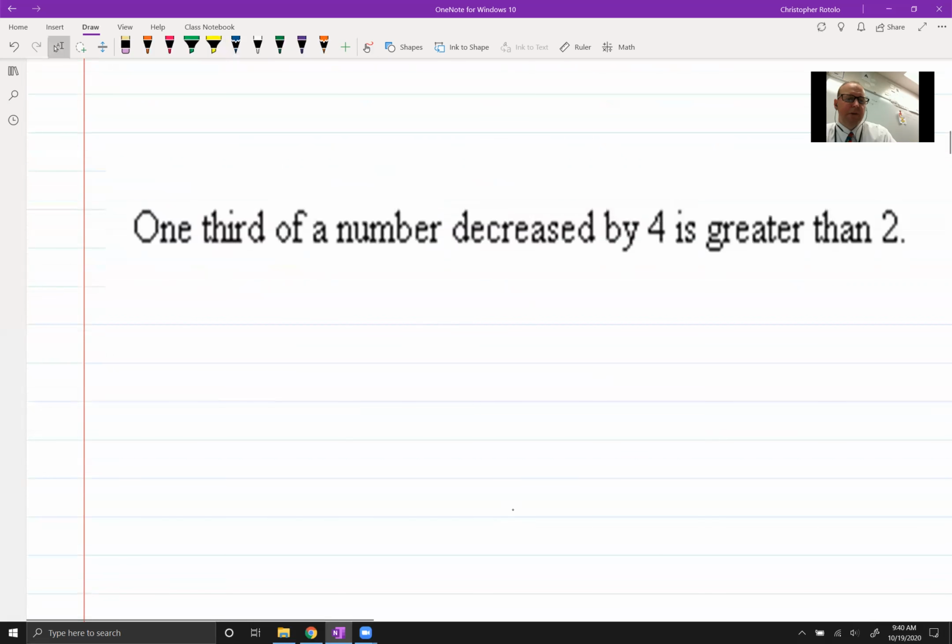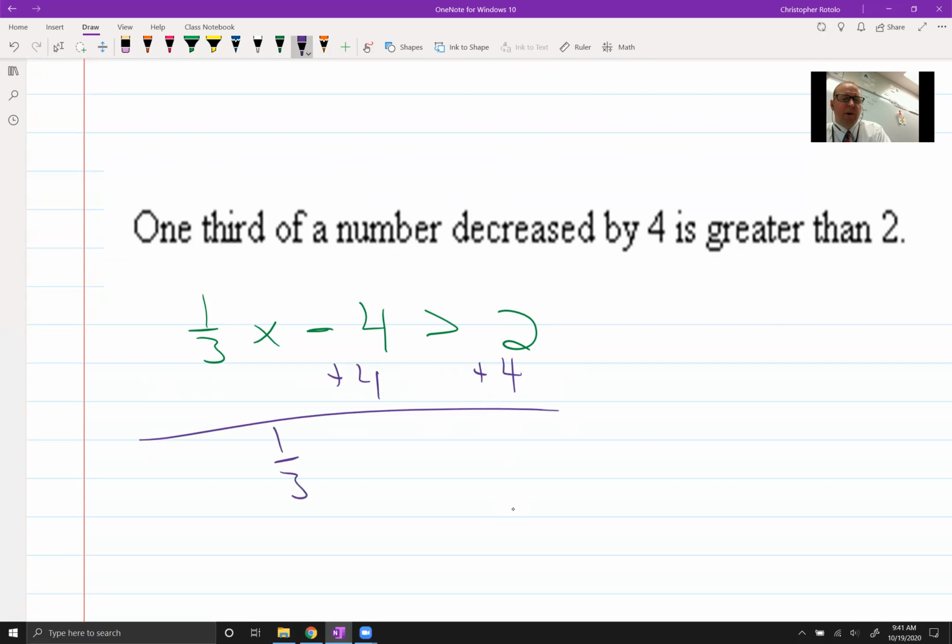All right, so can we also write the inequality? 1/3 of a number decreased by 4 is greater than 2. I think we can do that. All right, so I just want to show where we're going to start to use some of these things in our number theory problems. So that adds up to 6.